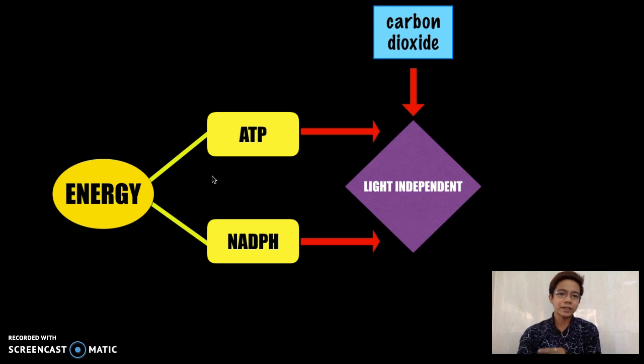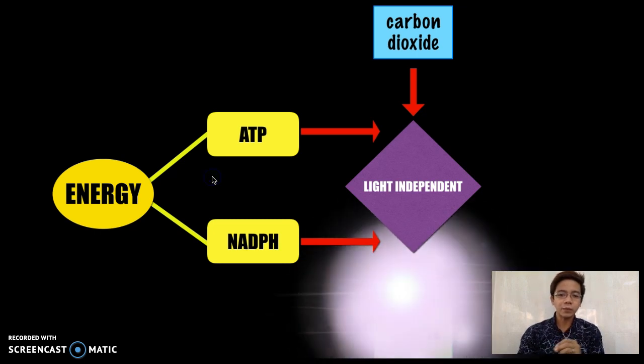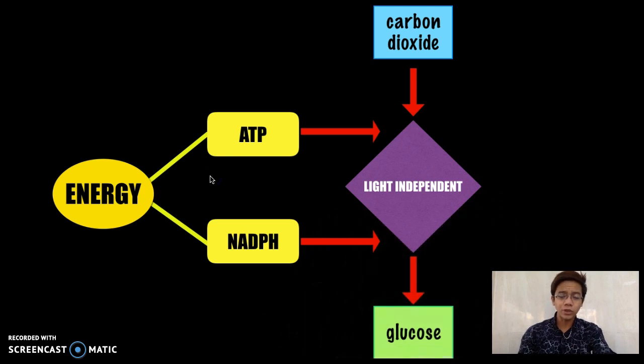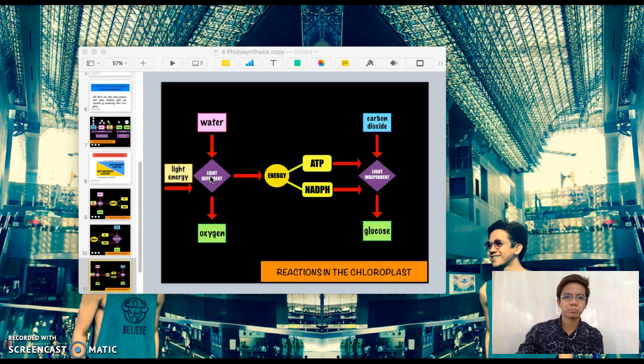So as the carbon dioxide and energy undergo the light-independent reaction, they will be able to produce glucose. And glucose is the one needed by plants. This is the reason why they undergo photosynthesis. Plants do not undergo photosynthesis in order to produce oxygen.